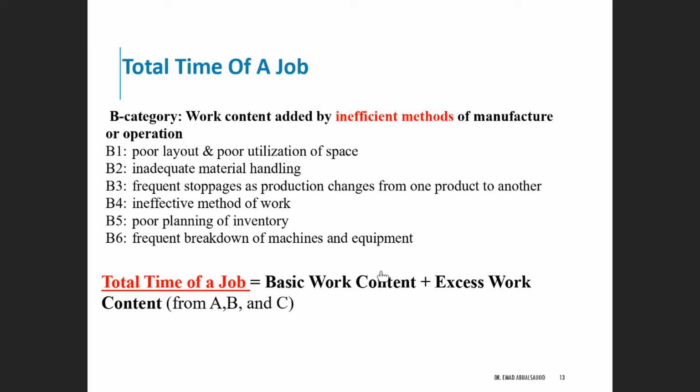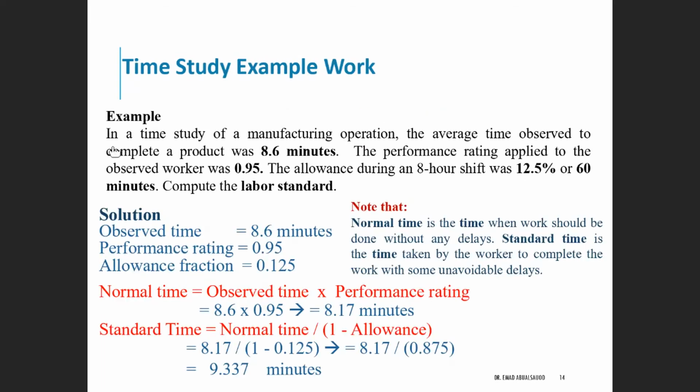Okay, so the total time of a job, basically it would be the basic work plus all these types of excess work that could happen and appear in your system. So basic work plus excess work is the total time of a job. The excess work, whether it's from A, B, and C, or all of them, is all considered to be in the total job time. How do we calculate it?